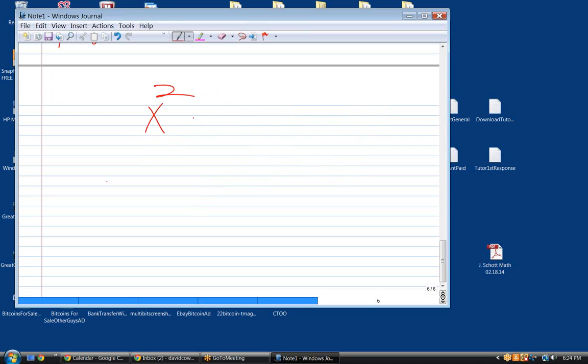Factor this. X squared minus 1. Solve it by factoring as opposed to solving it by taking the square root of both sides. Oh, solve it by factoring? Uh-huh. Okay then.